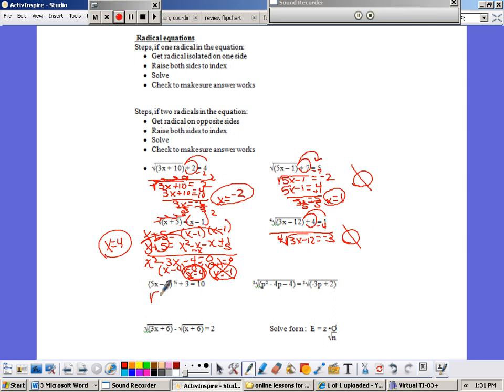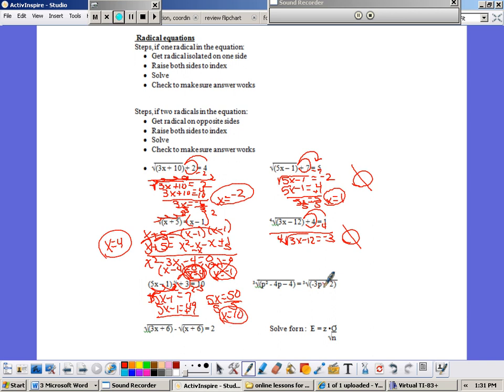Now remember, a half power is the same thing as the square root, so it might be easier to make it the square root squared. I move the 3 over. Goes away. 5x minus 1 equals 49, add 1, 5x equals 50, divide by 5, x is 10. Check: 5 times 10 is 50, 50 minus 1 is 49, the square root of 49 is 7, 7 plus 3 is 10, works.